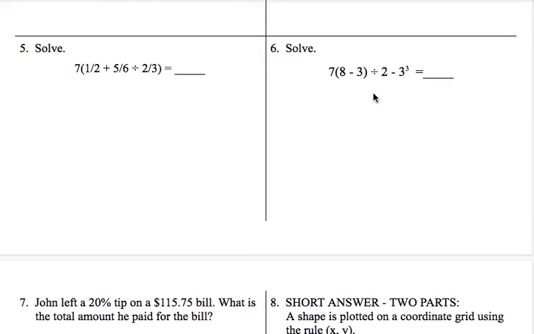Okay, another order of operations problem over here. We have exponents, and we have parentheses, so do everything in the parentheses first. 8 minus 3 is 5, so make sure that's taken care of. Then rewrite the problem. 7 times 5 divided by 2 minus 3 to the third power. And remember, 3 to the third power means 3 times 3 times 3. So that's an order of operations problem.